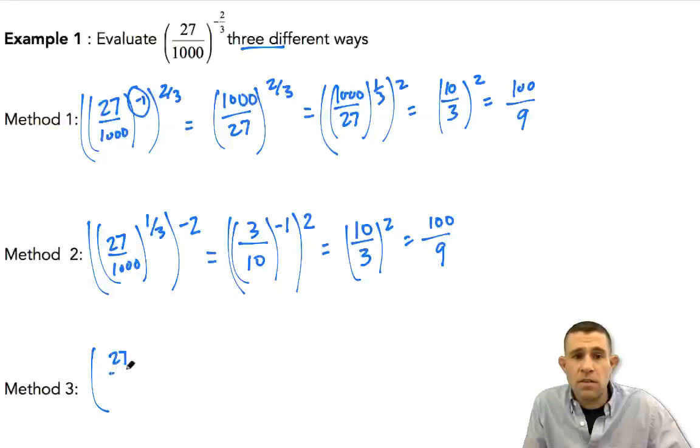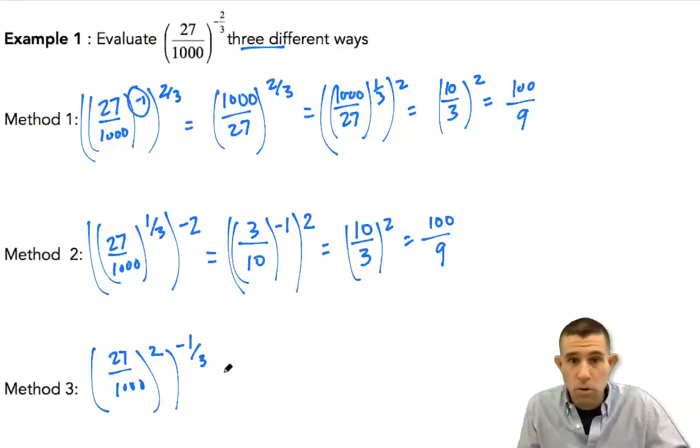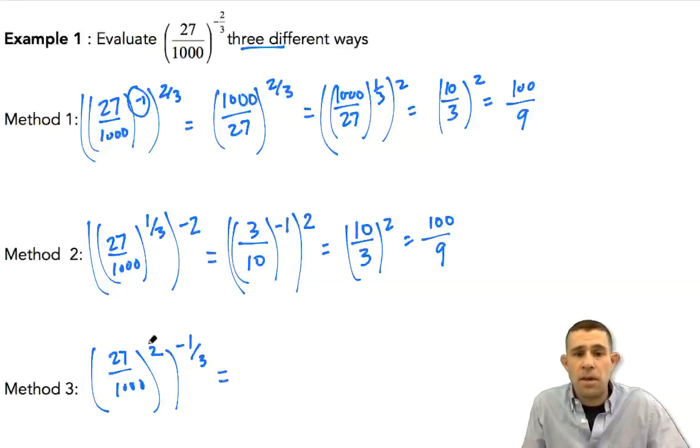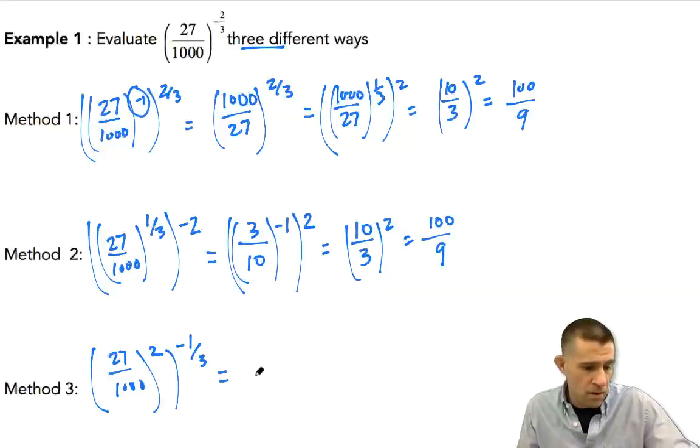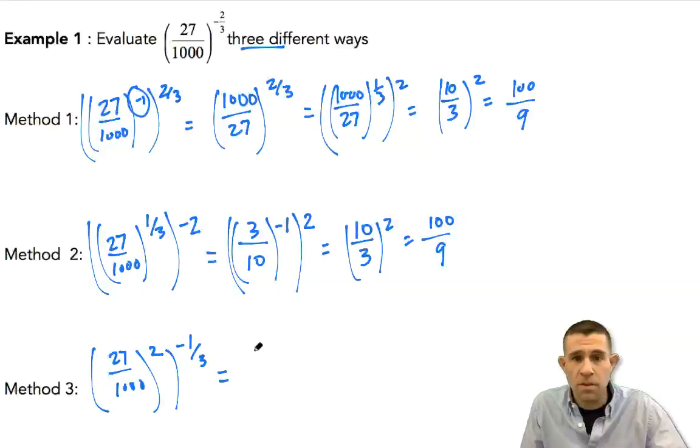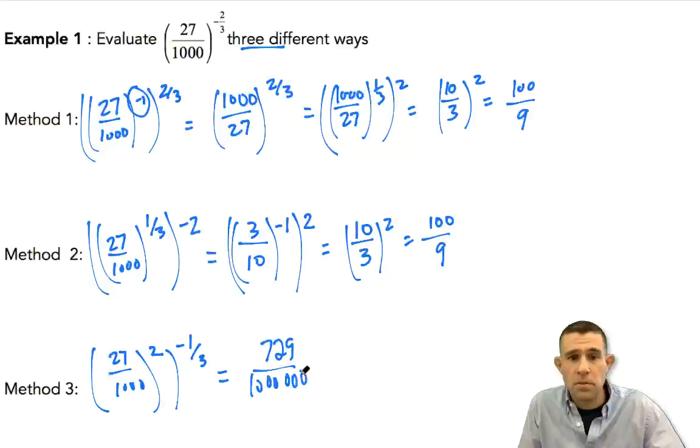So we can take 27 over 1,000, square it, and then take the negative 1/3, or the negative cube root of that base. So when I do that, I'm going to end up with a very large number. This is 729 over 1,000,000.